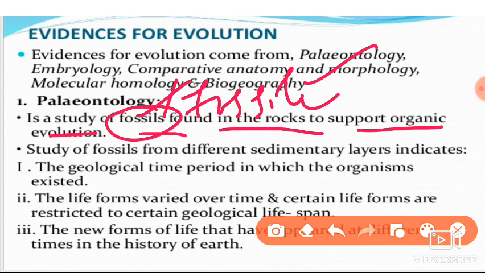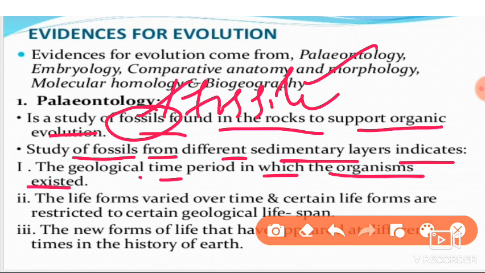Scientists identify the age of a particular fossil based on carbon dating: how long it has survived, how old it is. They identify the age of that particular species or fossil. The study of fossils from different sedimentary layers indicates what? It indicates the geological time period in which the organisms existed, at what geological time scale the organisms existed.